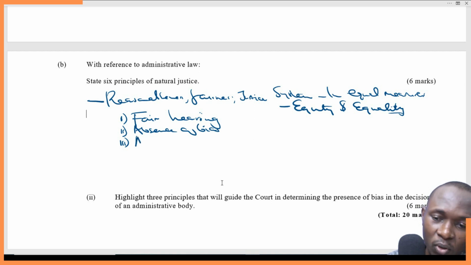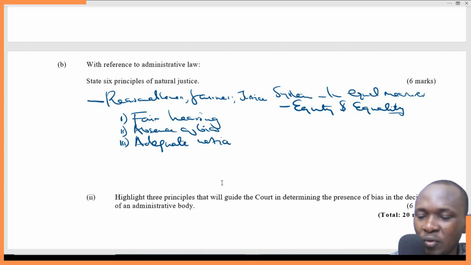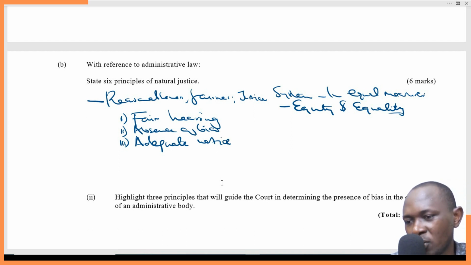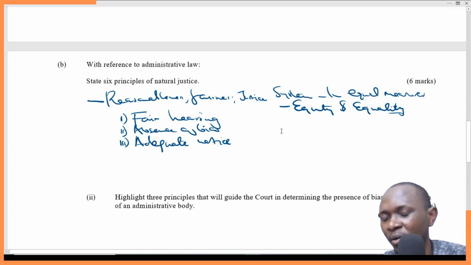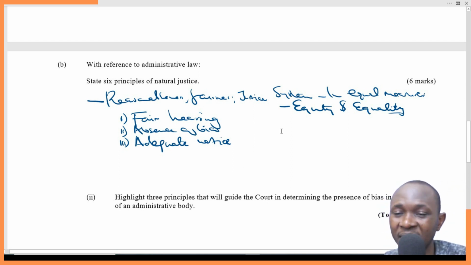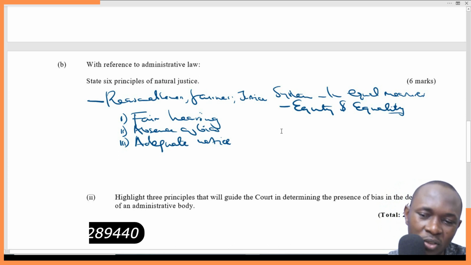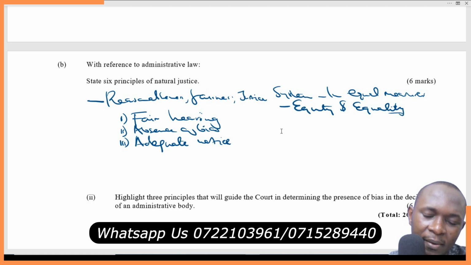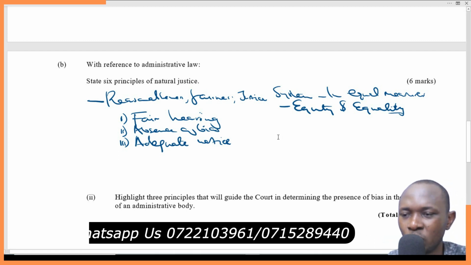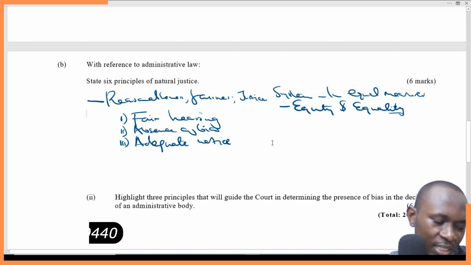Then there should always be adequate notice to enable preparation on the part of each of the aggrieved parties, or each of the parties who are interested or involved in that particular suit. So there should always be adequate notice to enable maximum preparation towards the presentations that will take place in the hearing.